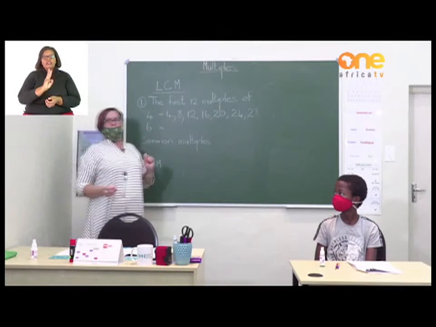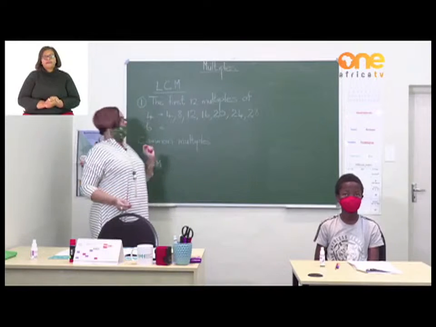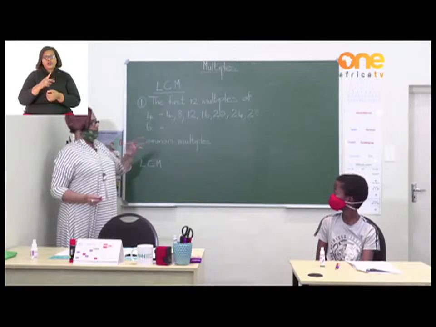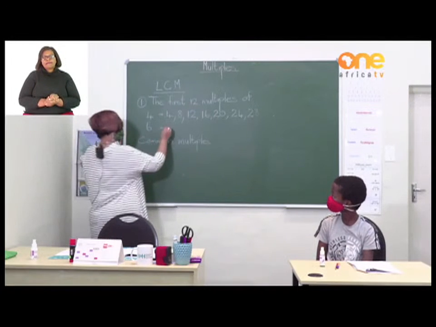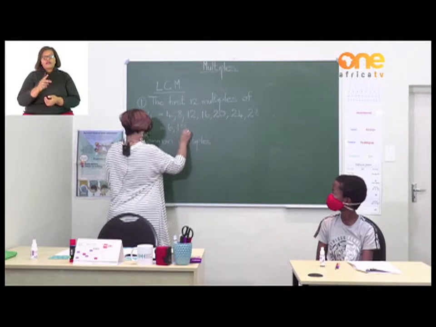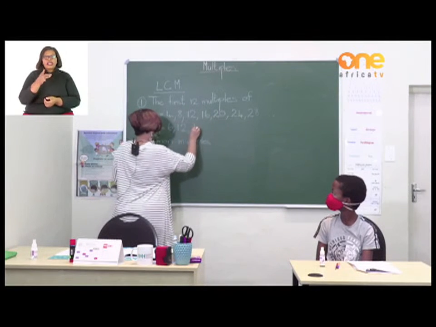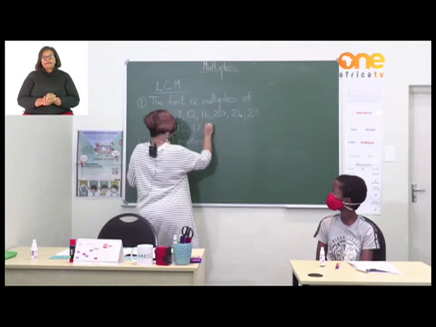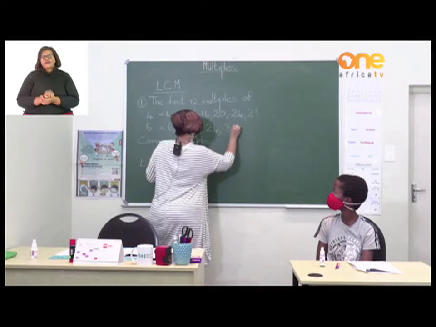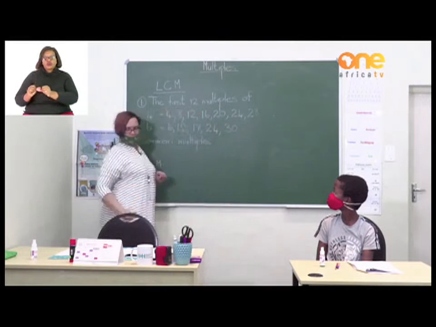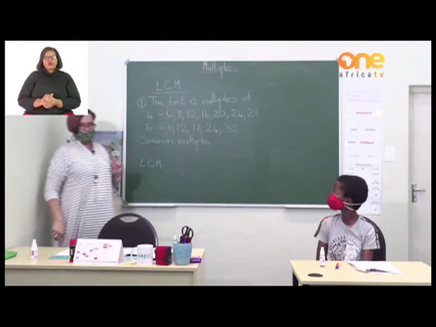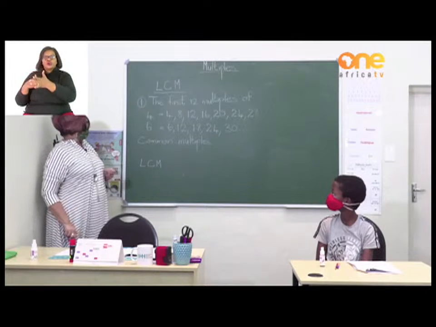The multiples of 6. If we have to find the first 12 multiples of 6, Pomweni, can you help me out here? He says 6, 12, 18, 24, 30. And you can continue up to the first 12 multiples.